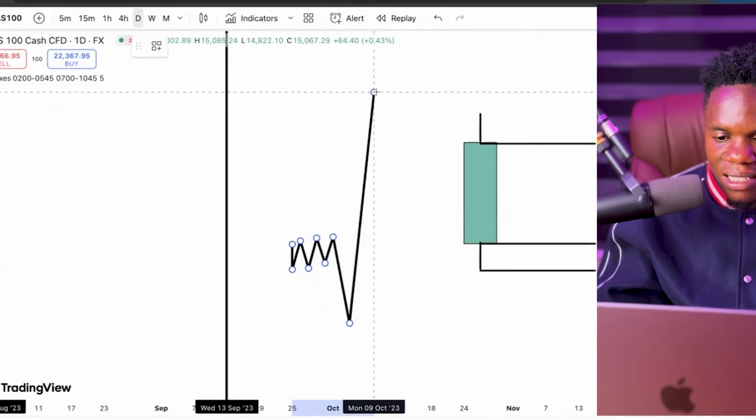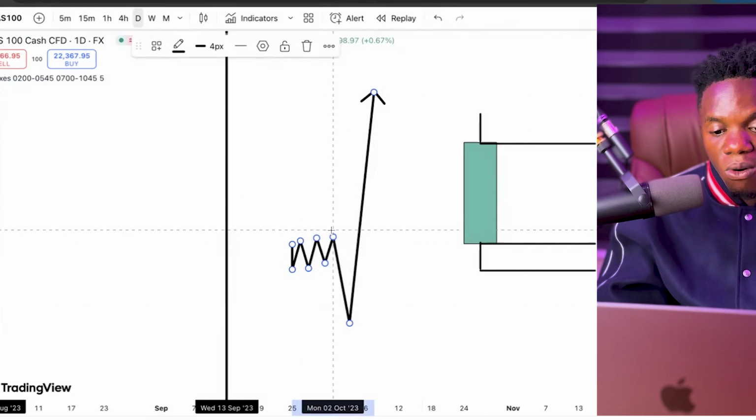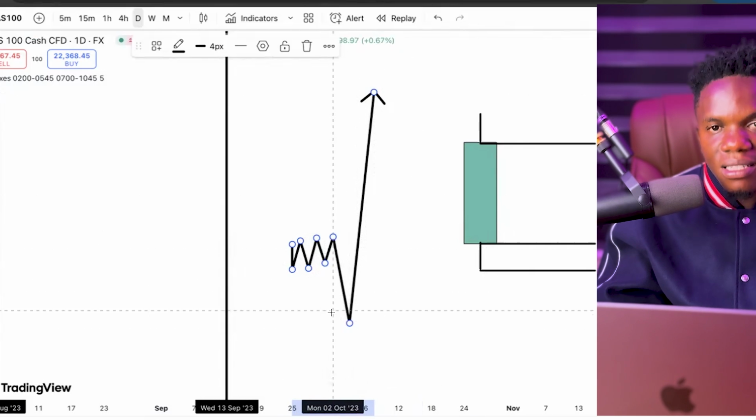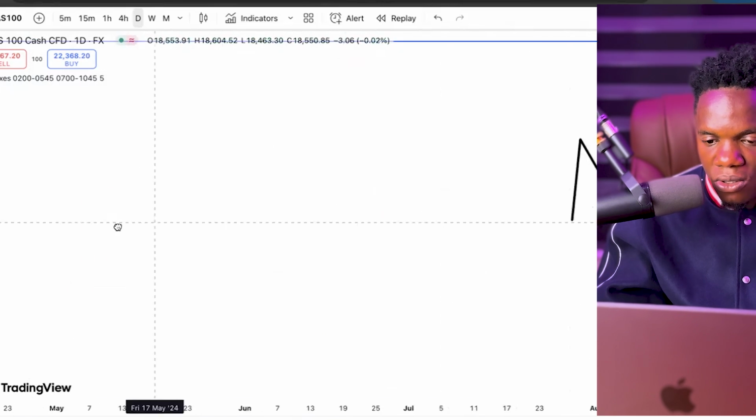So this is ICT power of three. ICT power of three because it has formed a Judas swing to the downside. This is ICT power of three, and how to make use of it for your entry.